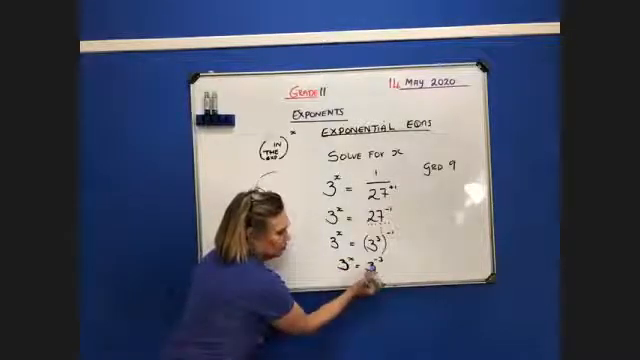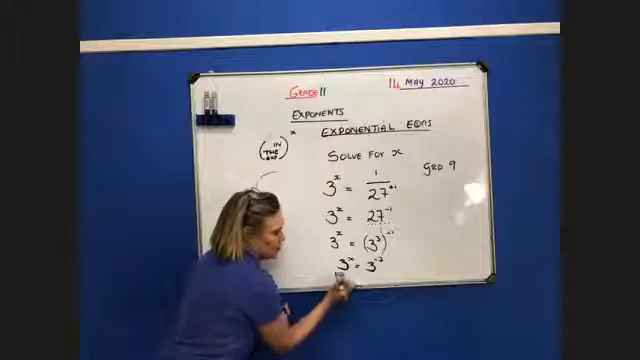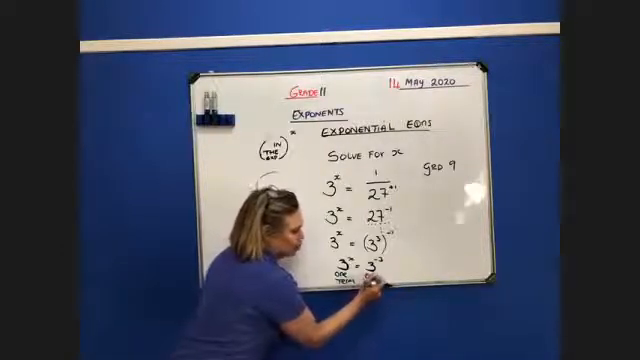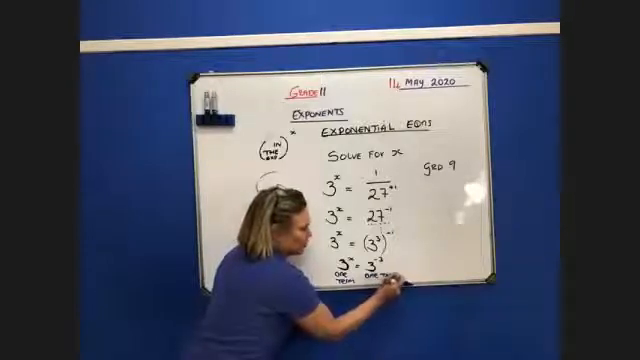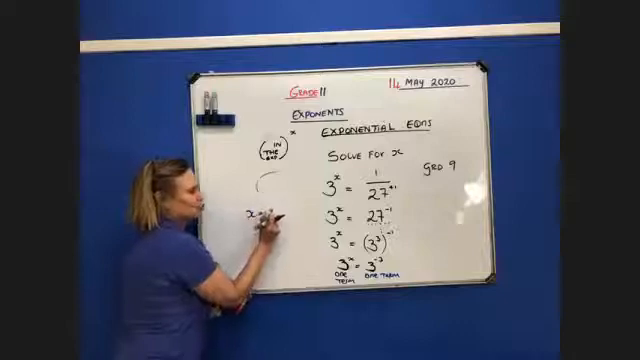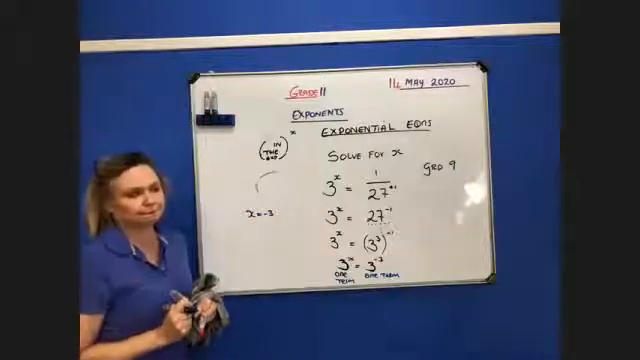One term. So that means that you can drop the bases and equate the exponents. So x equals -3.